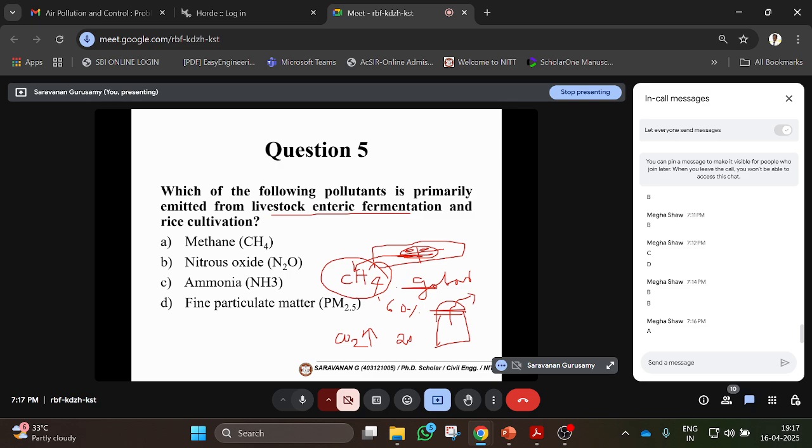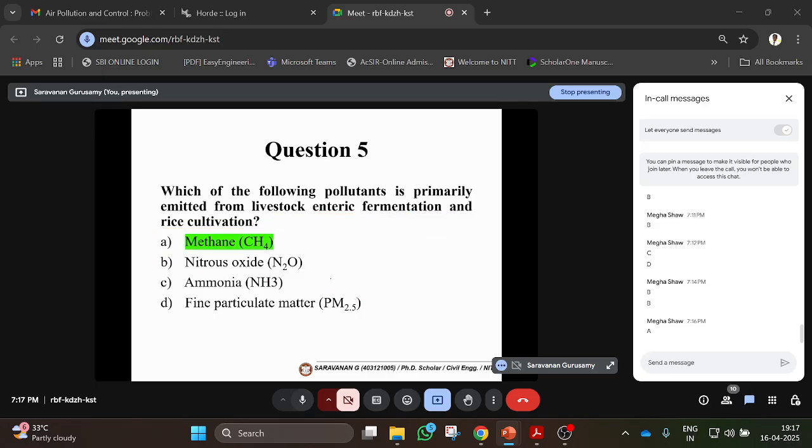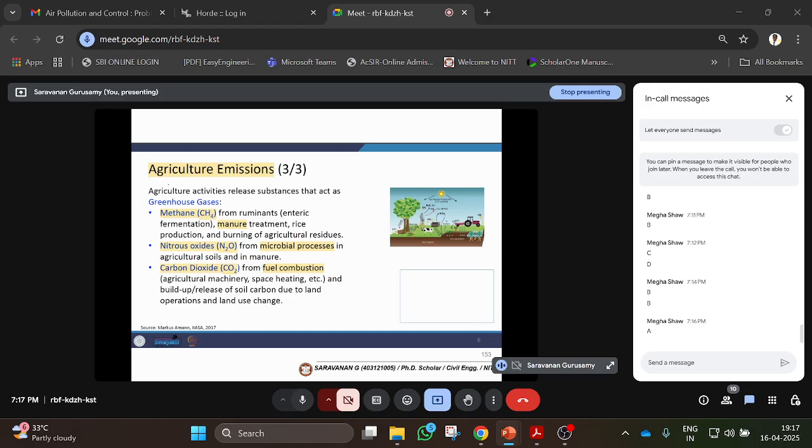Okay, let me continue. So, enteric fermentation is inside the rectum of the cattle or livestock, and rice cultivation. Both are related to agricultural activities. So, rice cultivation will also produce mostly the methane gas. So, answer A is correct. Methane. Okay. So, this is from agricultural emission.